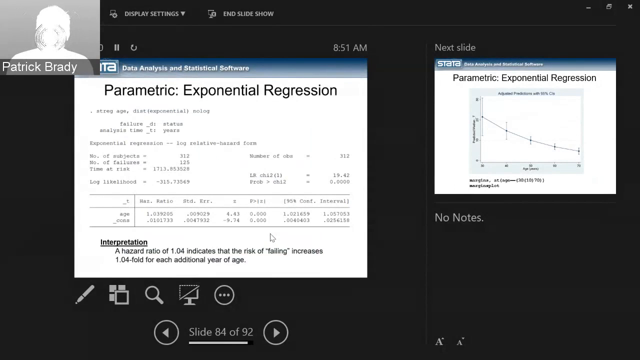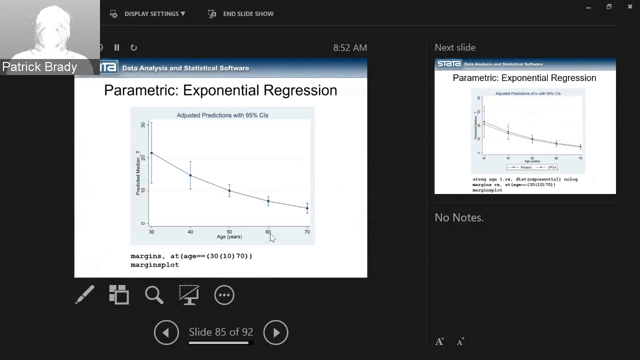And the interpretation, I don't know why I have this slide in here twice. No, this is age. This is different. This is age. So again, the results are about the same. 1.03, 1.04 rounded hazard ratio, 1.04 indicates risk of failing, and so on. You could do the same thing here if you wanted to specify a differential of age with that lincom command like we did before. Something else you could do is margins.